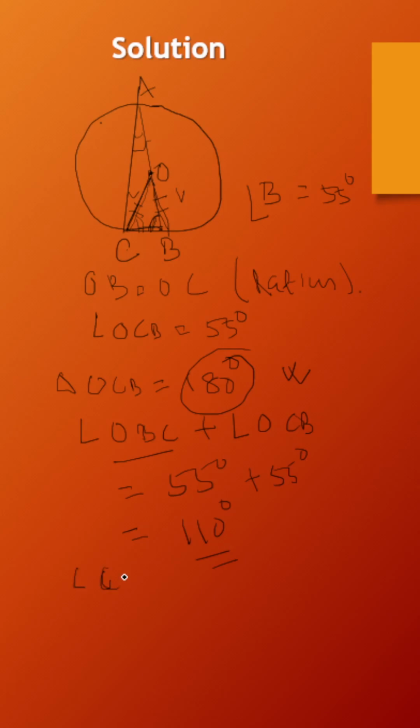Correct, you got it right. 180 minus 110. This is pretty easy. This is 70 degrees. We got it. So we have got the value of COB as 70 degrees. Got it? Now the question is what will be the value of CAB?